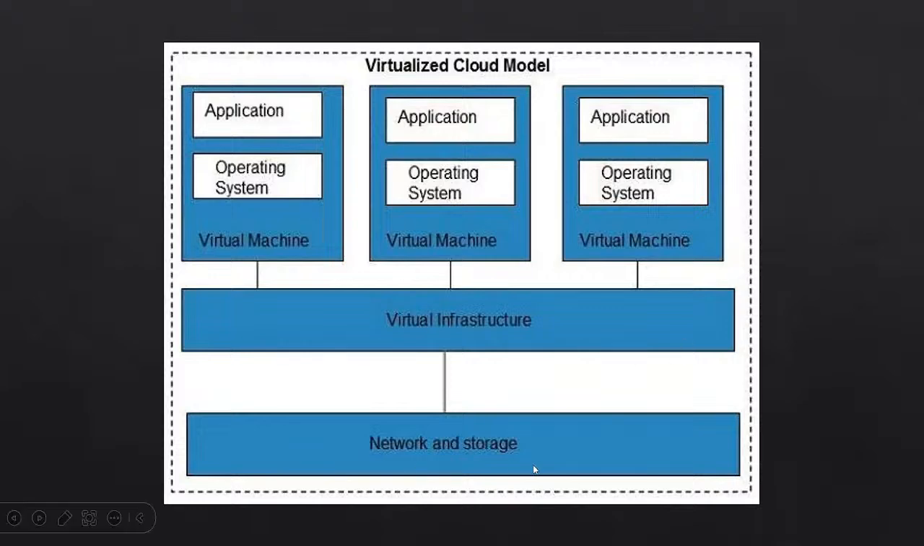Okay, so this is the network and storage, then virtual interfaces. This is virtual machine 1, 2, 3, and n number of virtual machines are connected. And this is the virtualized cloud model where user is here, application, operating system. You can see here one user is there, second, third, fourth, this way it will go.